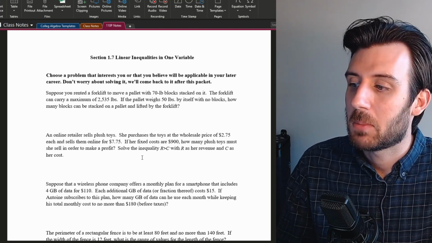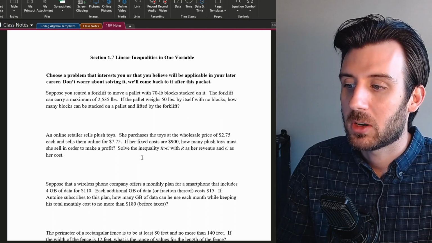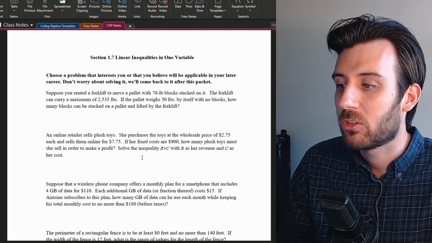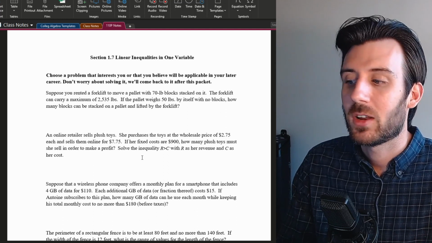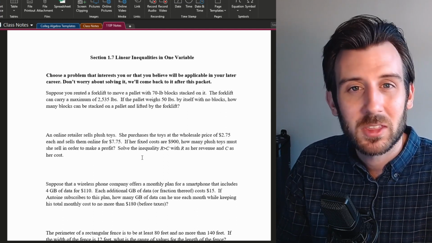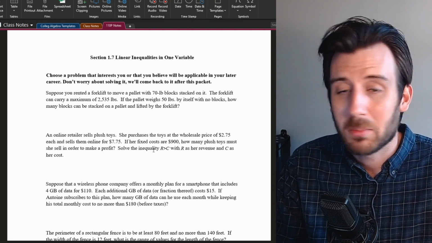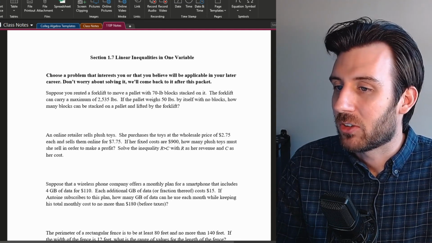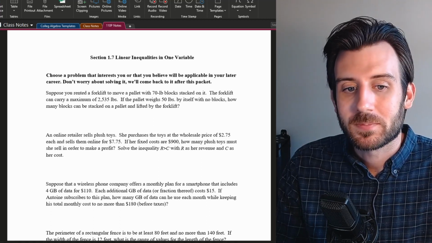What if instead you're trying to compare something like a wireless phone company who's offering a monthly plan, and there's a certain number of gigabytes that you can purchase for a certain price, and you're trying to figure out what's the playroom that you have within this plan before you max everything out. Or what I like to look at is this last one. This last one's of real interest to me.